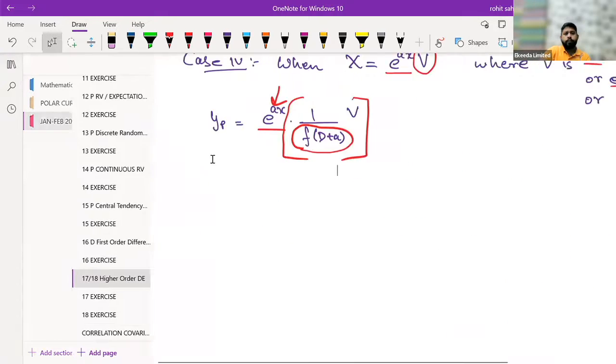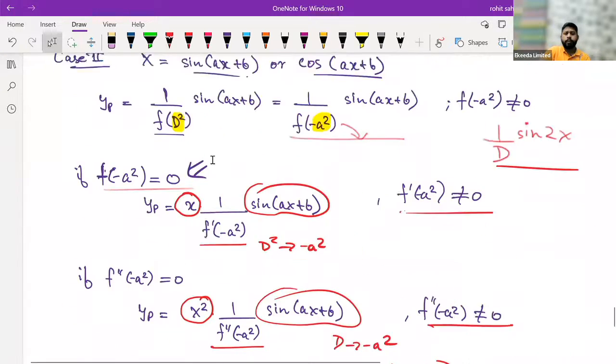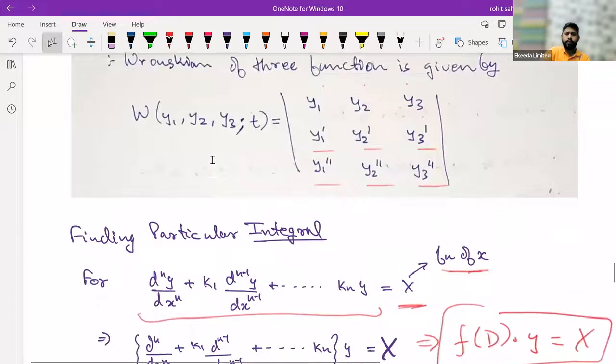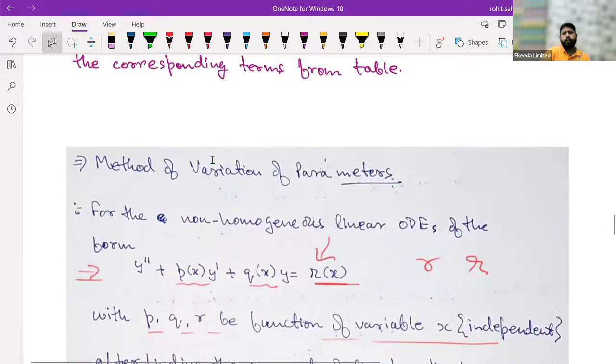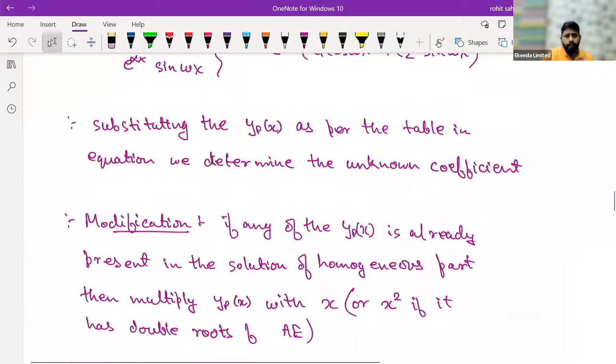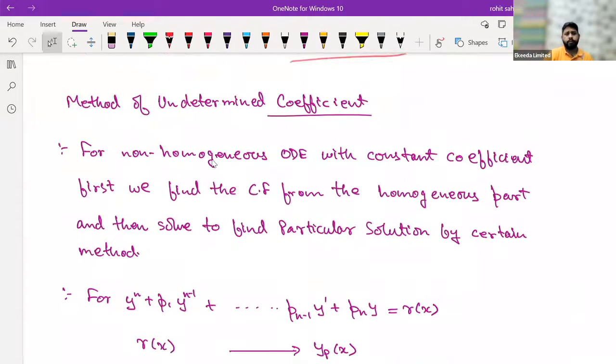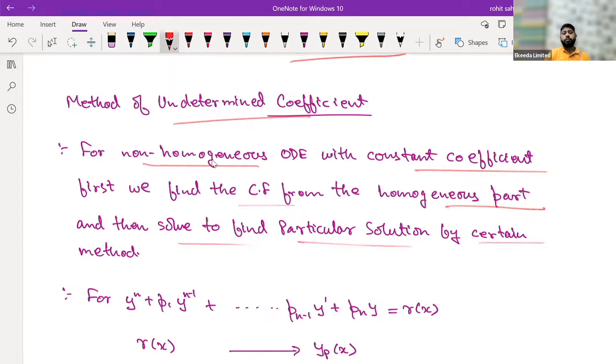One more method, and that method is a bit lengthy sometimes, but many times it is easier. And of course, you have to know this. This method is the method of undetermined coefficients. So non-homogeneous equation again, constant coefficients again. First we find the complementary function of the homogeneous part, just as we have been doing so far. Then we will solve to find the particular solution by a certain method. What is that method?